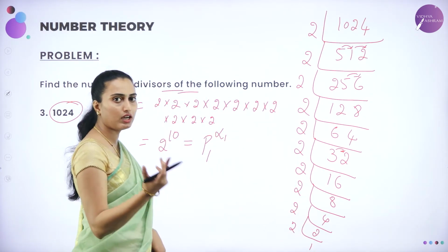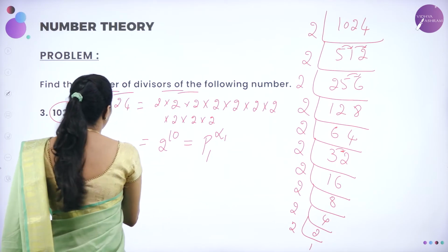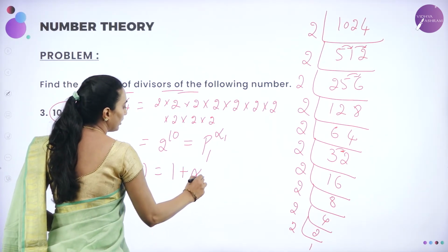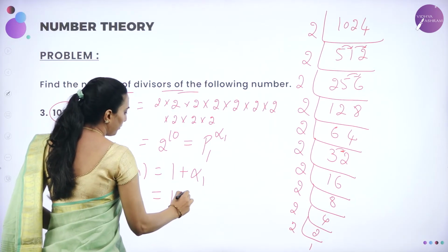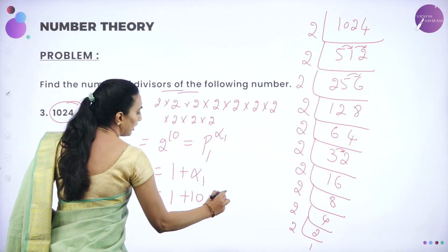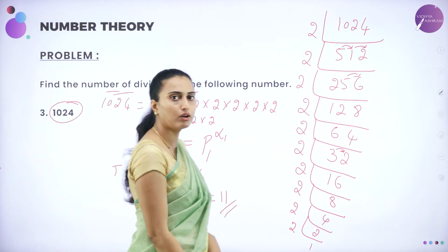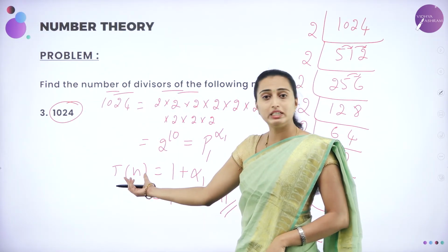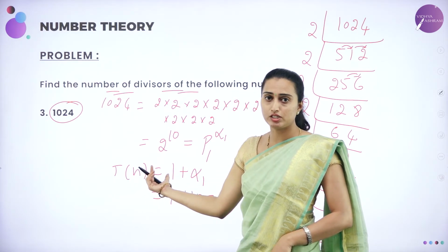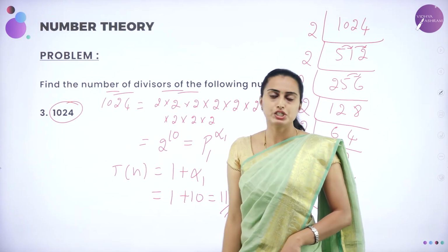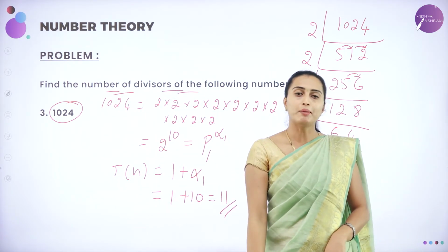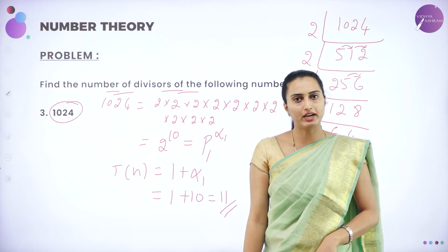So therefore what is T of n? The T of n formula, with only one number, is 1 plus alpha 1, which is nothing but what? 1 plus 10, which is 11. This is your answer. Got it now? So how are you going to do it? You sum up all the positive divisors, that is T of n. So this is how you are going to find out the number of positive divisors.